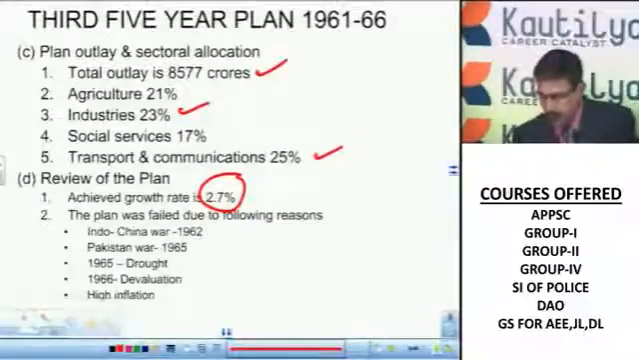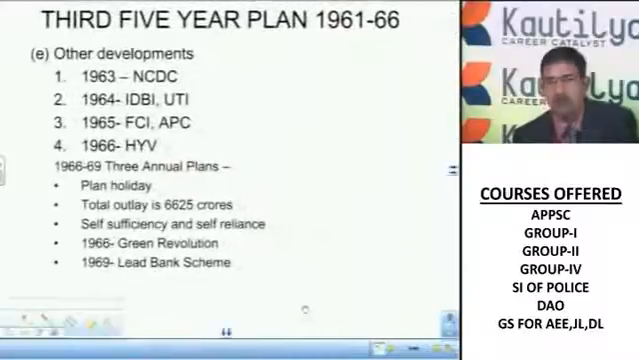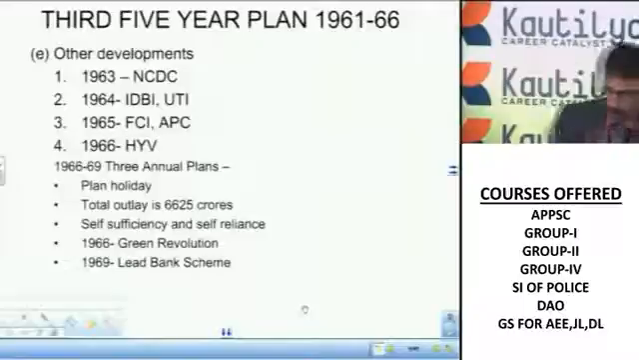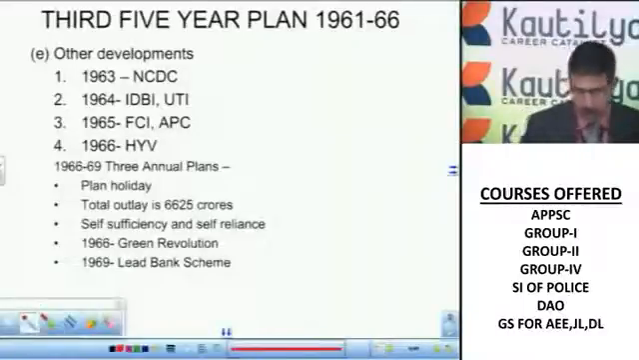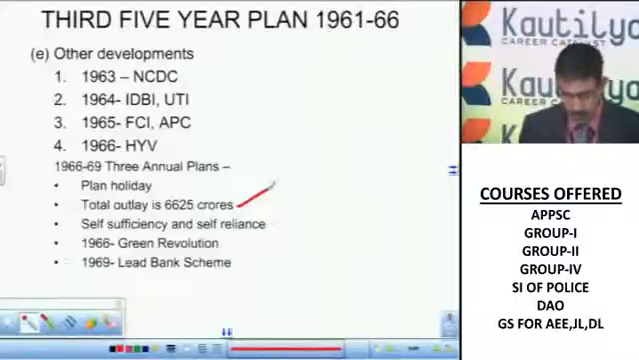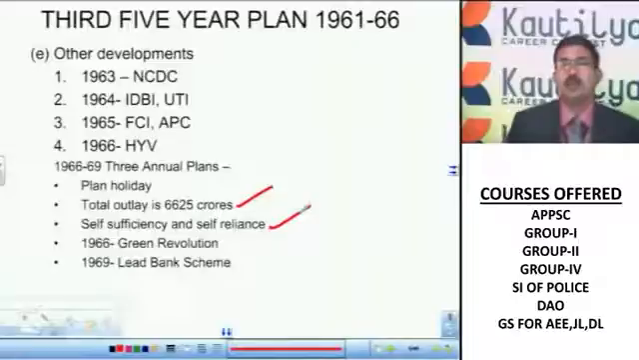Then, with these tensions, India wanted to take a 5-year plan holiday. So during this plan holiday, we launched 3 annual plans with an outlay of 6,625 crores. The main plank remains the same, that is self-sufficiency and self-reliance. During this period, the important points to be noted are the Green Revolution and the Lead Bank scheme. So these are the two important schemes.